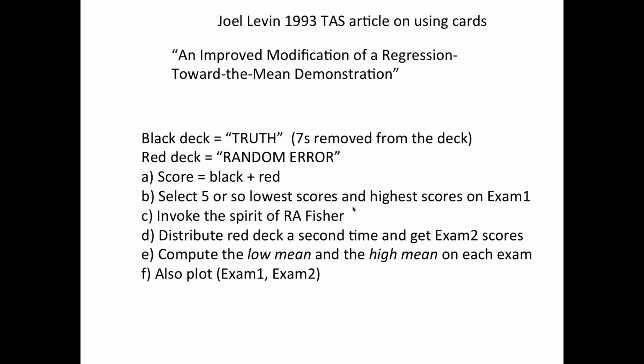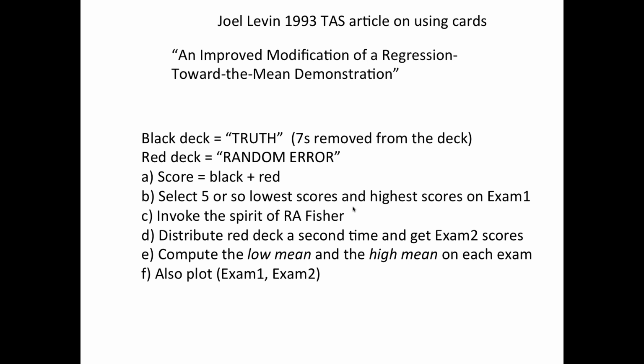I have a black deck of cards, from which you remove the sevens, which just makes things work better, that I label as truth. And a red deck of cards, random error. I tell the students, take the deck, shuffle, draw a card, write down what you got, put the card back, hand it to the next person. And do that for red and black. Then each person gets a score. Your exam score is red plus black.